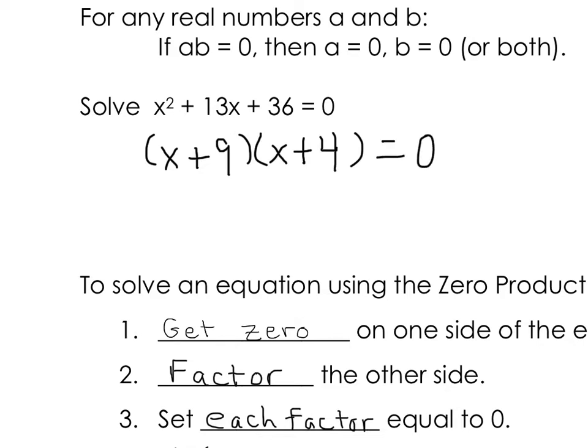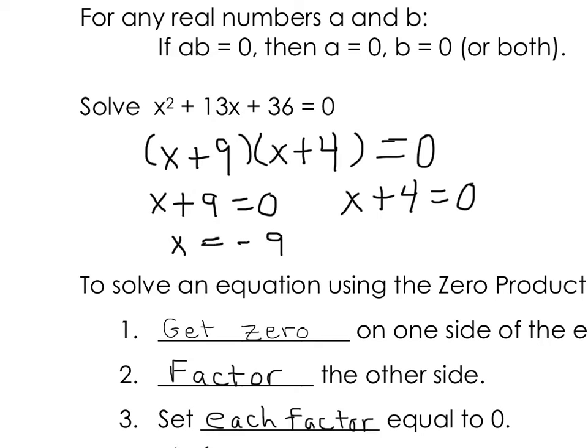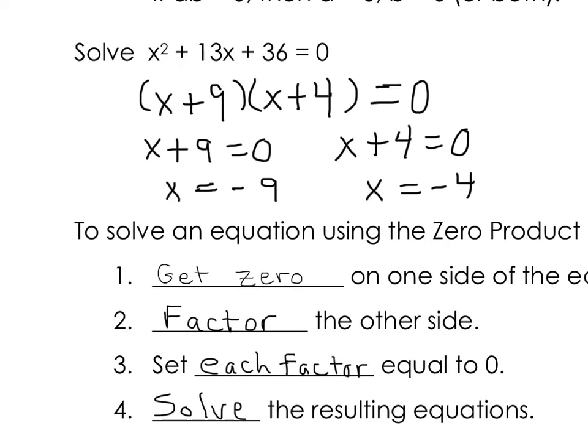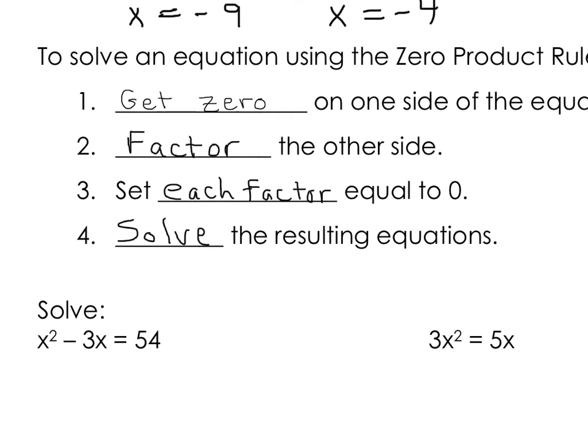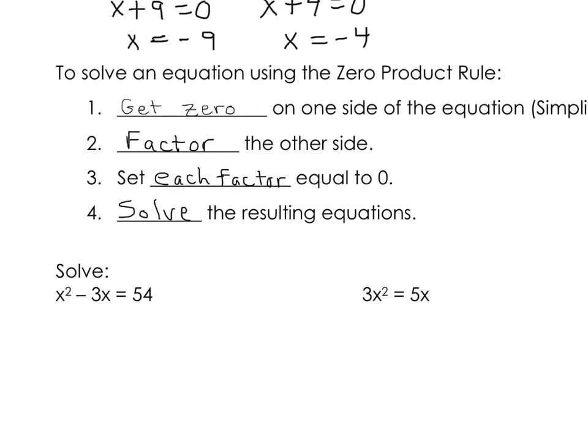So now we've written this as a multiplication problem. We have the product of these two numbers equal to 0. That means either x plus 9 is 0 or x plus 4 is 0. Well, what makes x plus 9 0? Negative 9. What makes x plus 4 equal to 0? Negative 4.